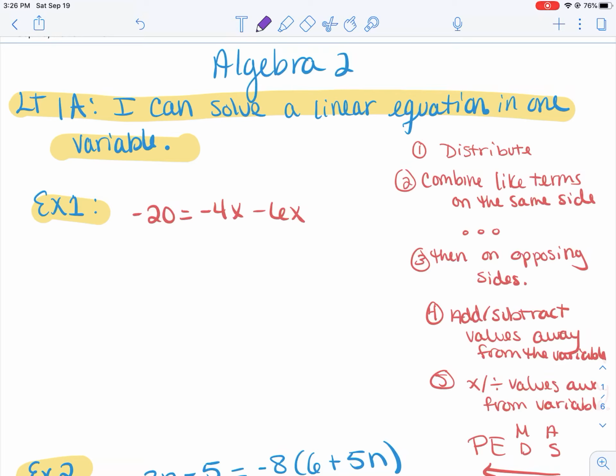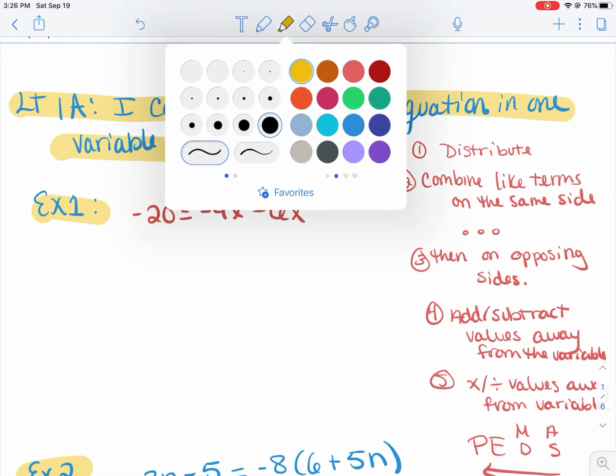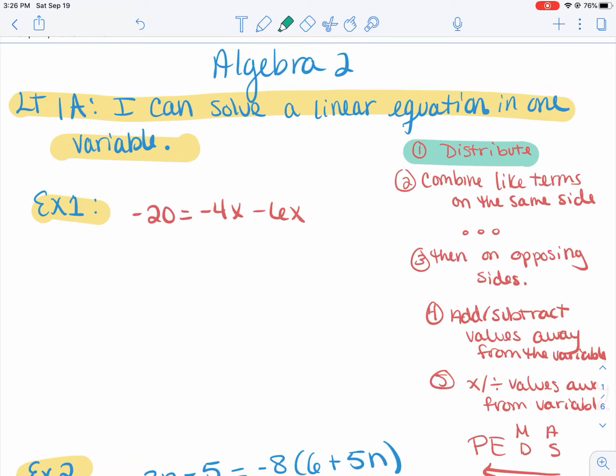So just to recap some of the steps to solving an equation, the first thing we would do if we needed to is distribute, okay? So step one is to distribute. Now we know if we have to distribute if we see a number in front of parentheses. That isn't here in our problem, in our first example, so we don't have to distribute. We can skip over that step.